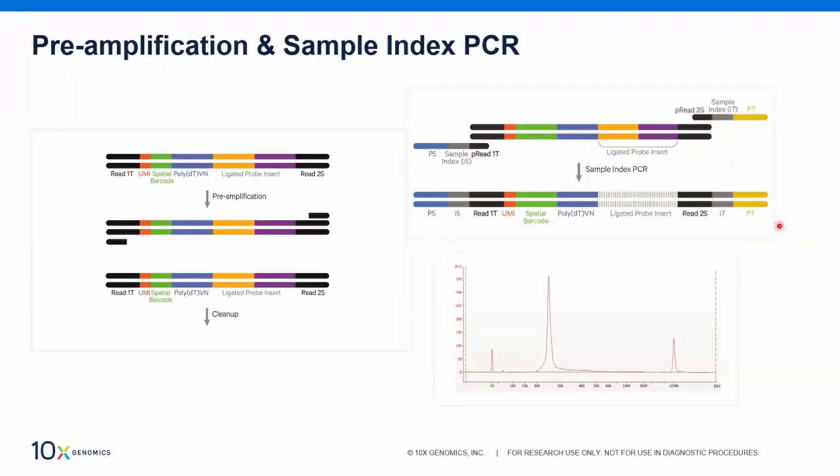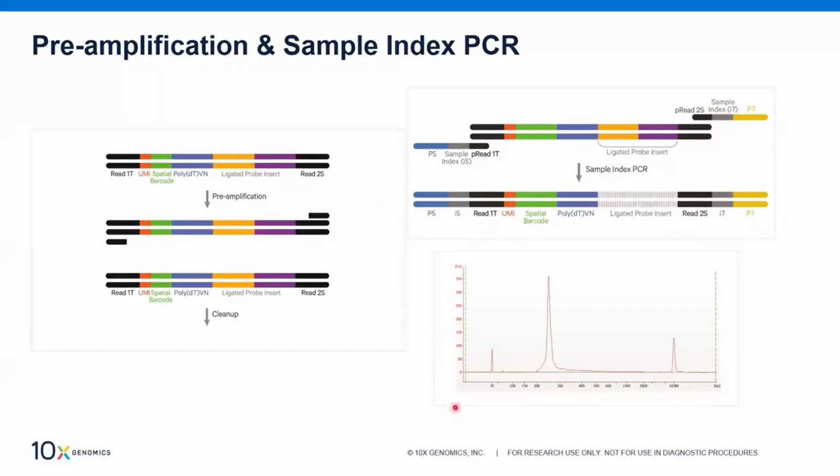It has the adapters. It has two indices. It has the Read 1, the TruSeq Read 1 from your oligos. It has the UMI. It has the spatial barcode. It has the capture T-tail, and it has the ligated probe insert. So this is basically what you're looking at after the sample index PCR and cleanup.